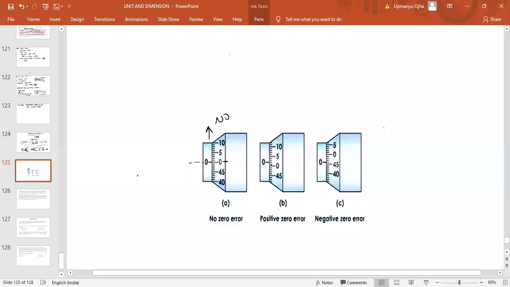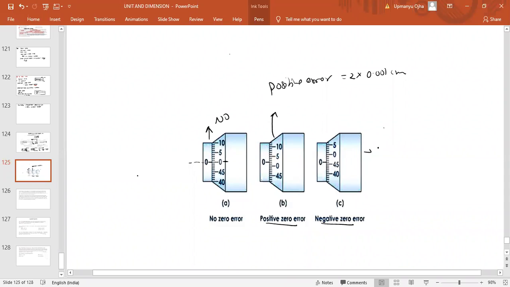So no error. Now, if the zero is below the reference line, then it becomes a positive error. If it is above the reference line, then it is a negative error. To find the value of positive error, it will be equal to what? The coinciding part. So which is the coinciding part here? 0 is not coinciding, 1 is not coinciding, second is coinciding. So 2 into least count, which is 0.001, which is 0.002 millimeter or centimeter. This is the positive error.